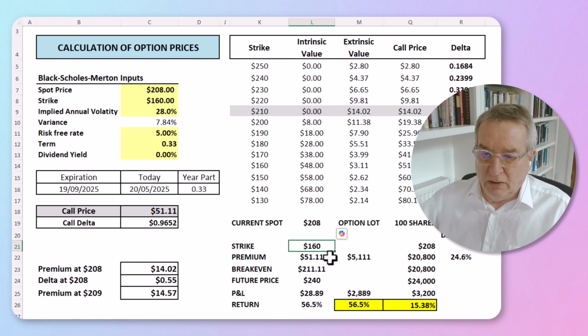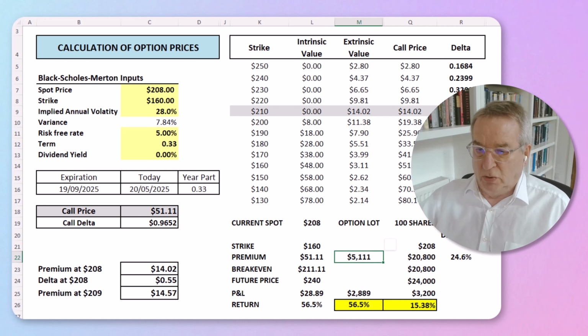Now the premium, or the price for this option, as we can see, is $51.11. If we're dealing with a standard lot for an exchange traded option, that involves 100 shares of the underlying. So if you were to buy one lot on this expiration with that strike, it would in fact cost $5,111.